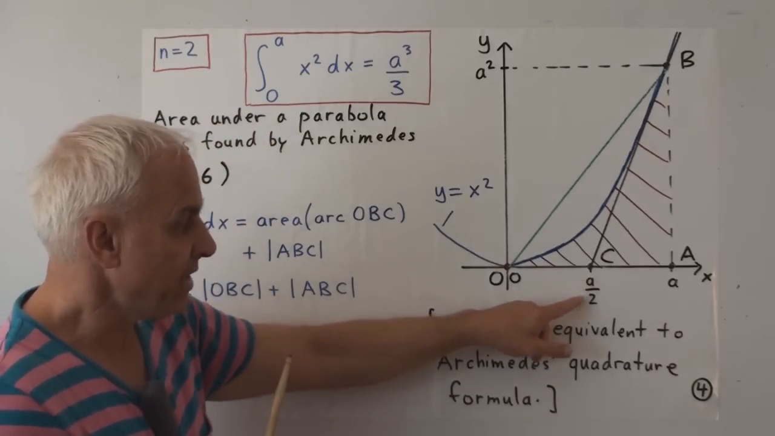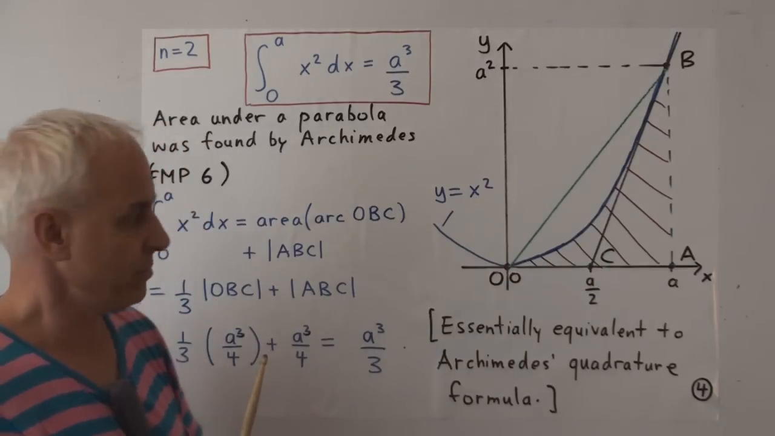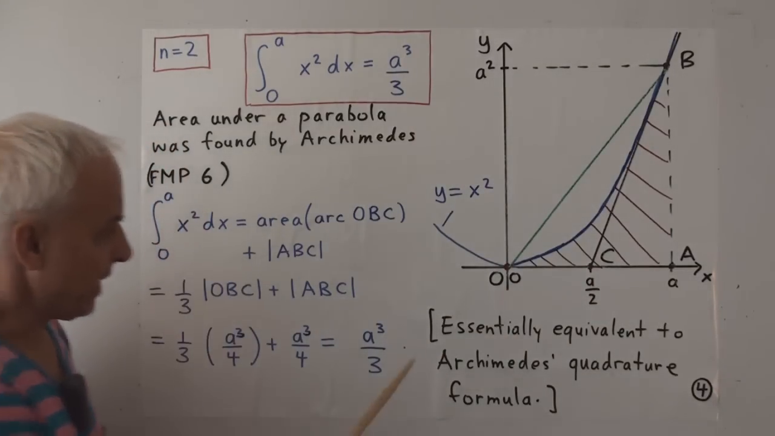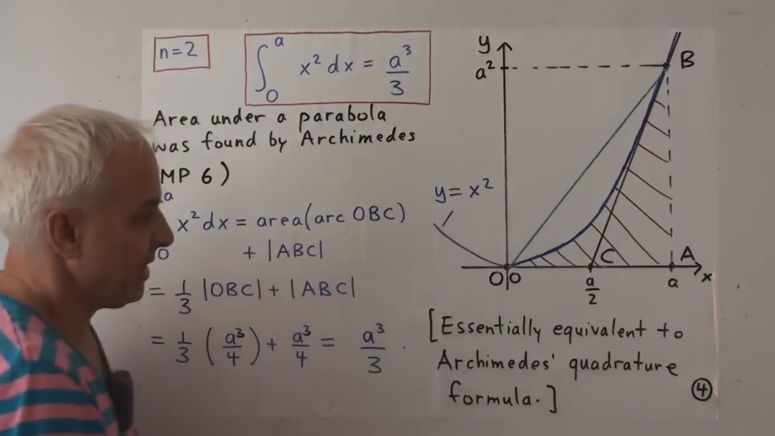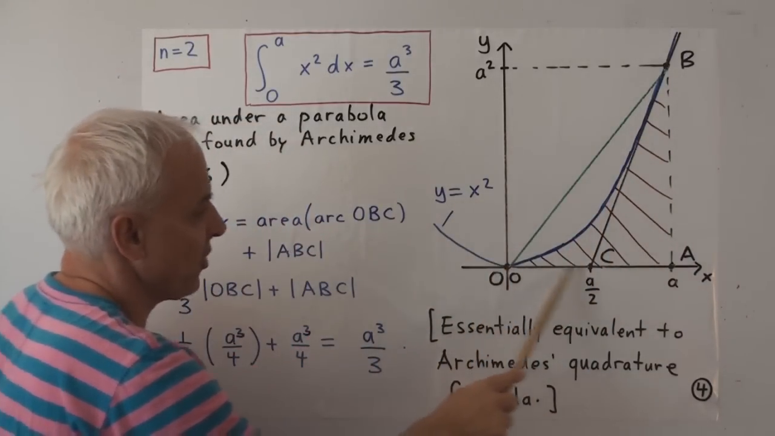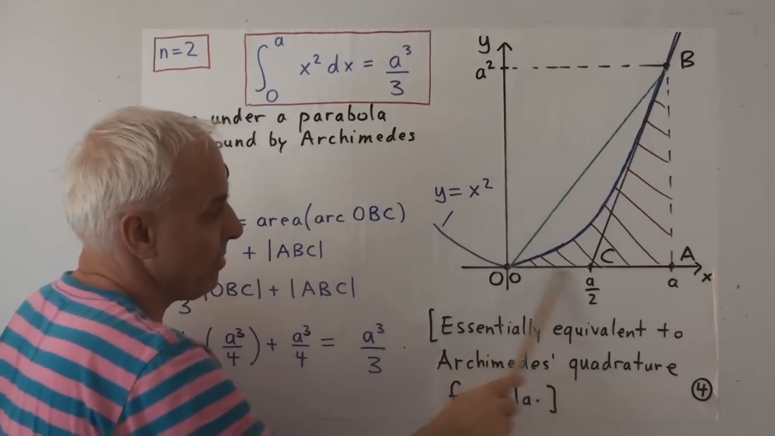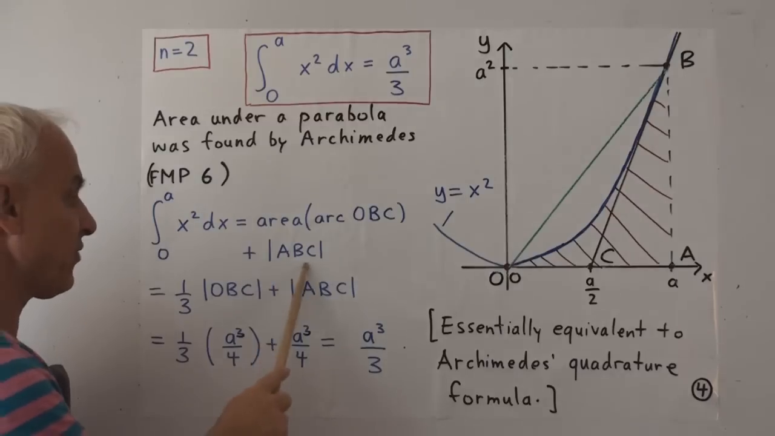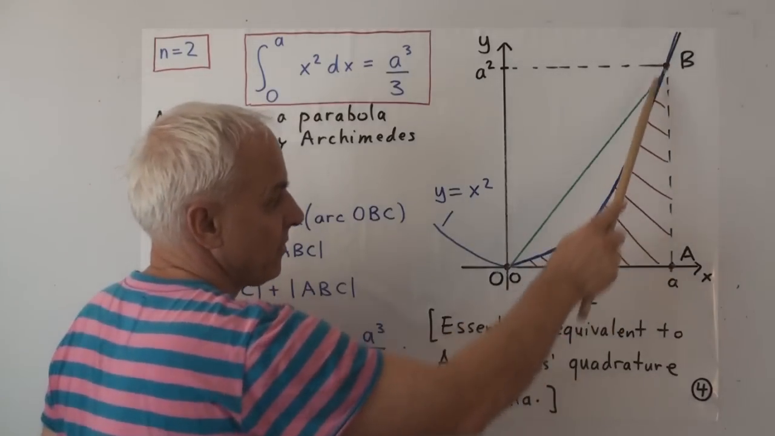So in terms of the coordinates, that coordinate is a over 2. Okay, so the area that we're interested in, the red area, consists of this piece here, this arc underneath the parabola but contained inside the tangential triangle, plus the area of the triangle ABC.